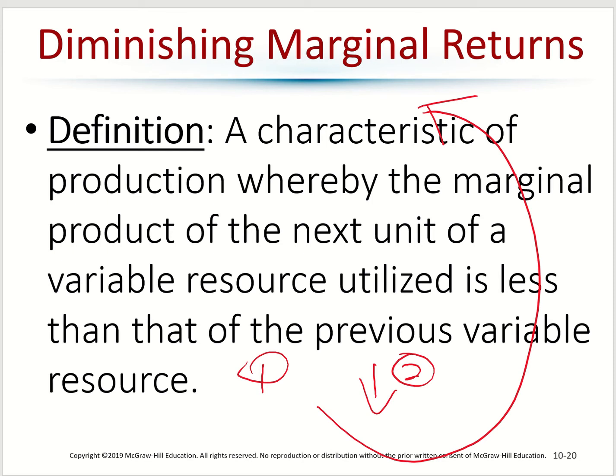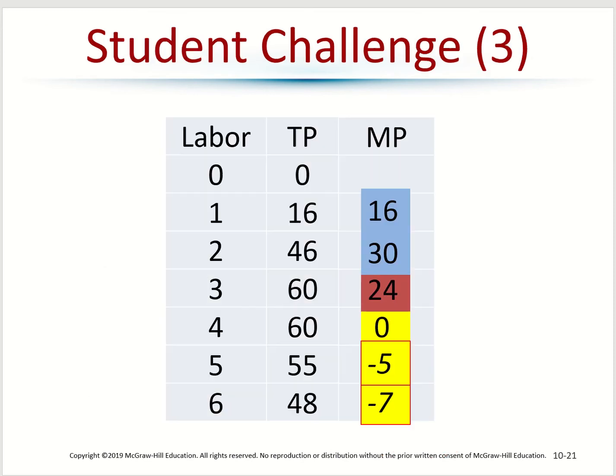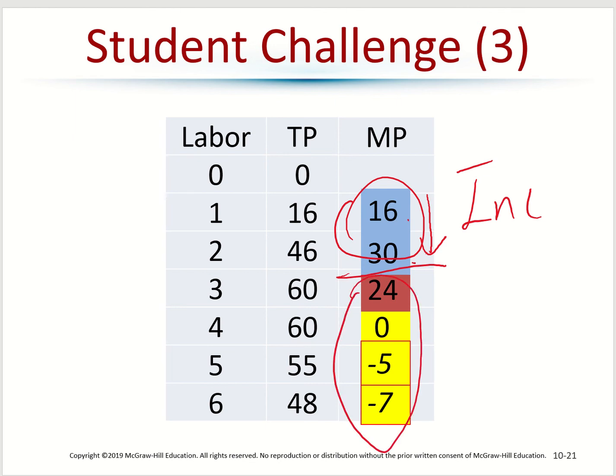Now, if you look at our previous example, if you compare our marginal product, see how it is increasing in the beginning, right? So it goes from 16 to 30. So this part is your increasing marginal product, or marginal return. But see, after 30 it started going down. So 24, 10, 5, and 7. That's called diminishing marginal return. So you're getting less and less and less.